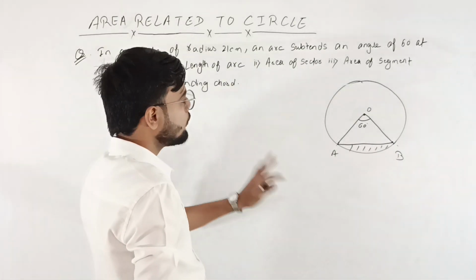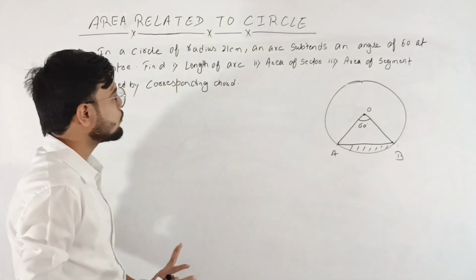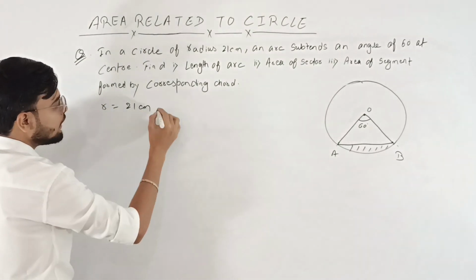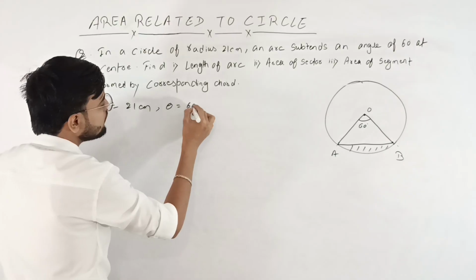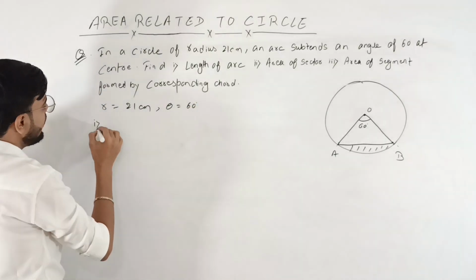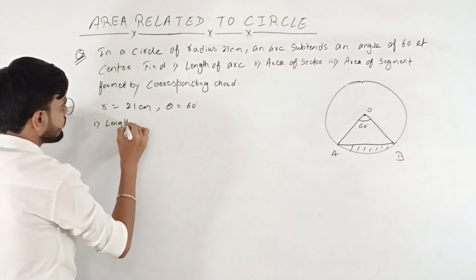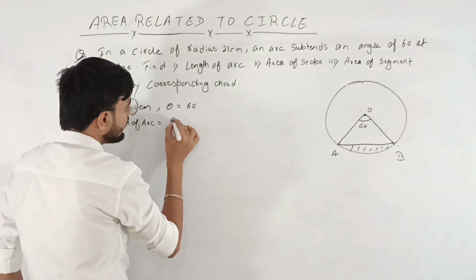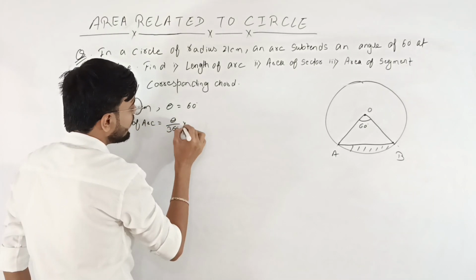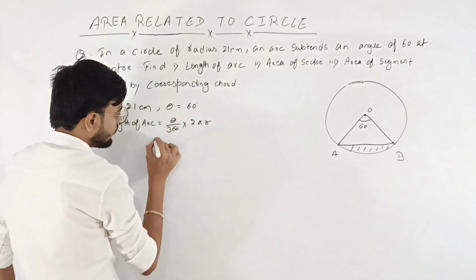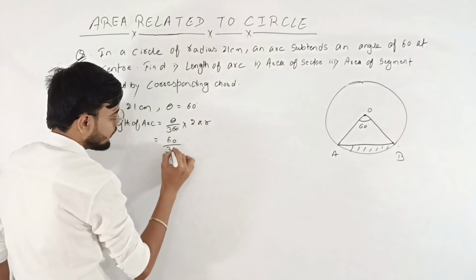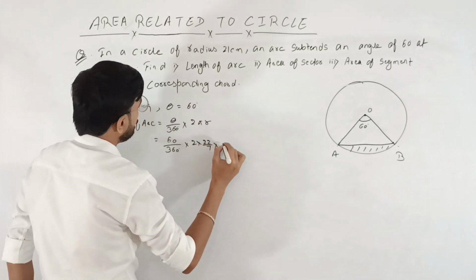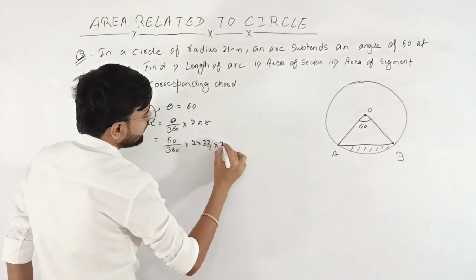So first let's see how we find the length of an arc. So first I get what is given. So radius is given which is 21 centimeter and theta is given which is 60 degree. So first length of arc. Formula is what? Theta upon 360 degree into 2 pi r. So theta is 60 upon 360 degree into 2 into 22 upon 7 into r is given 21 centimeter.